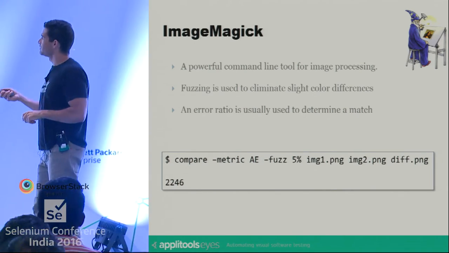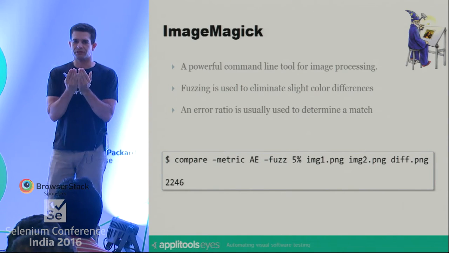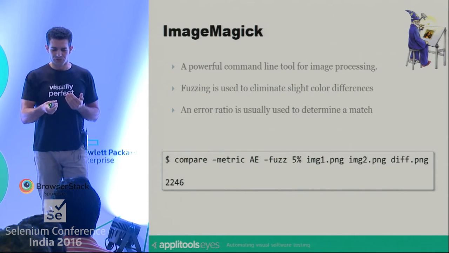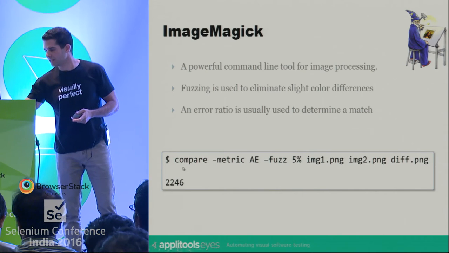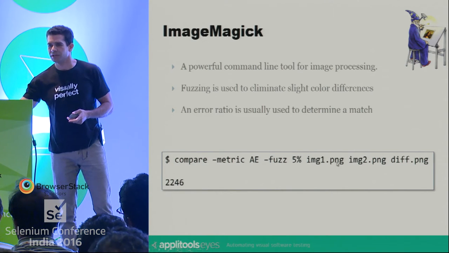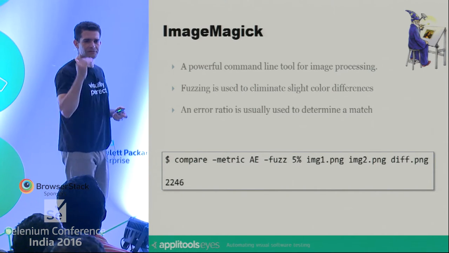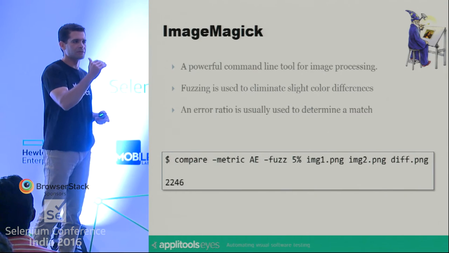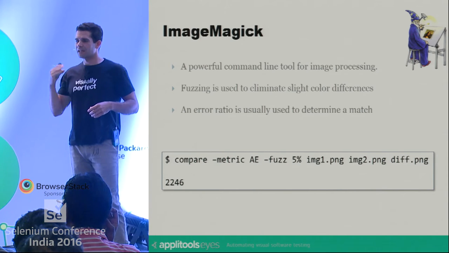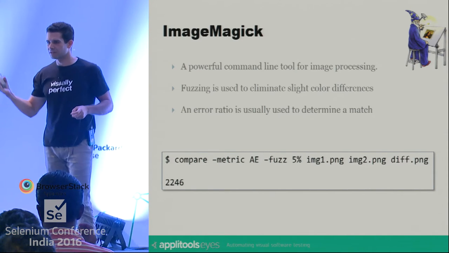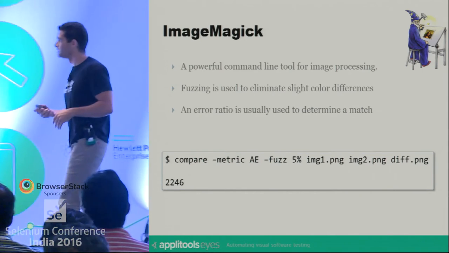The tools that are based on ImageMagick rely on an error ratio to decide if the two images are matching. And how is that done? The tools take the number of different pixels that we have here and divide that by the area of the image. And this provides an error ratio. Now, within the test, you can decide what is the threshold of error that you are willing to accept as a match, right? So you can decide that as long as the error does not exceed half a percent, then your test will pass. Otherwise, it will fail.